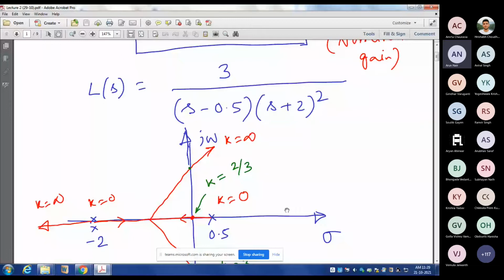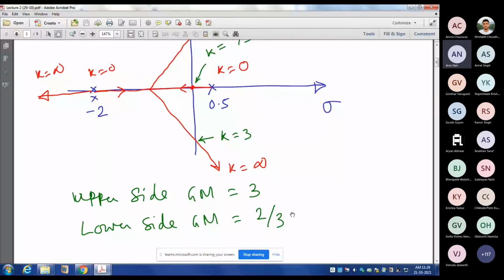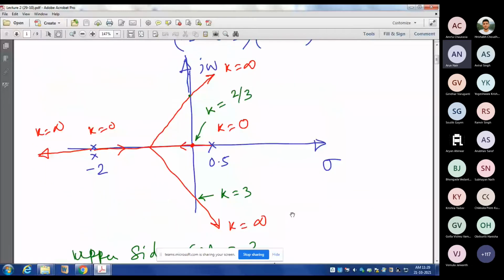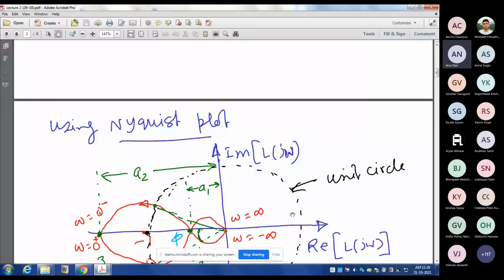Using root locus, you can determine the gain margin, and the basic concept is important. So for gain margin, you need not draw a Bode plot or something like that, right? Only to obtain gain margin. But you can use the Nyquist plot also to determine gain margin.